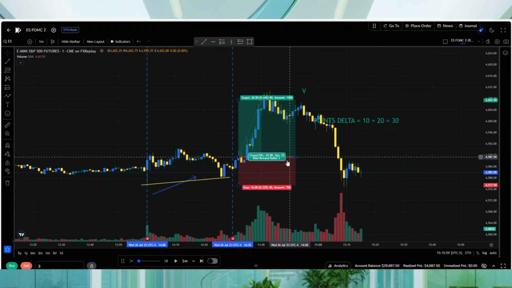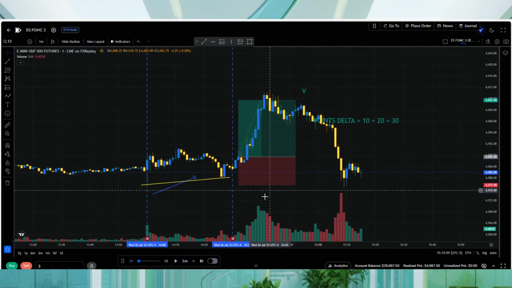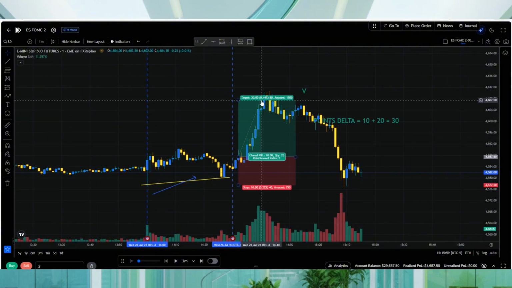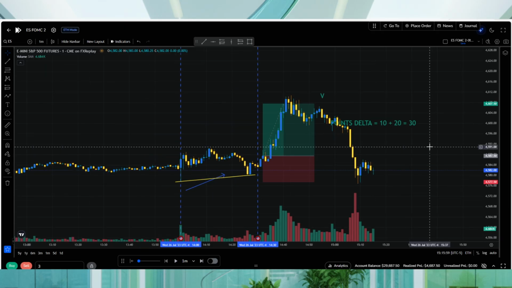So 2 to 1 is always good. I take 2 to 1s. However, some people will take 2 to 1s and then they'll take much of their position off. I usually take at least 50% of my position off at 2 to 1, and then leave some runners with a break-even stop. All right, we'll move on to number 6. Number 6 is going to be September 20th.